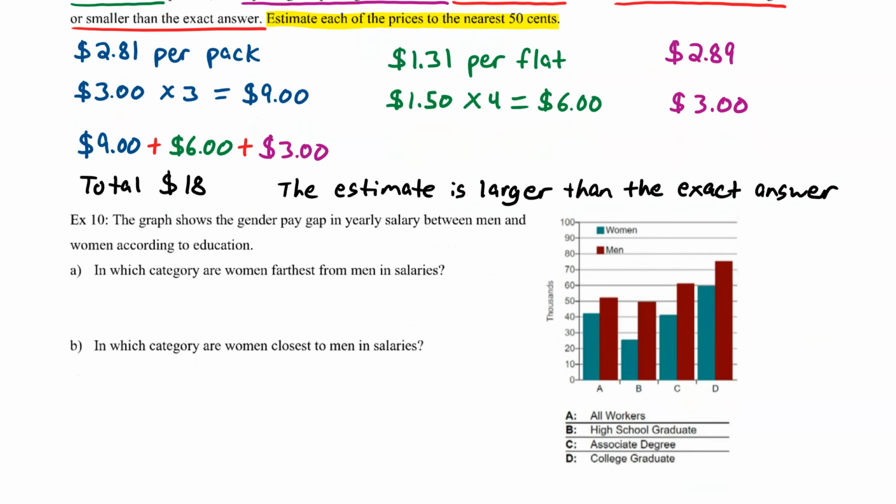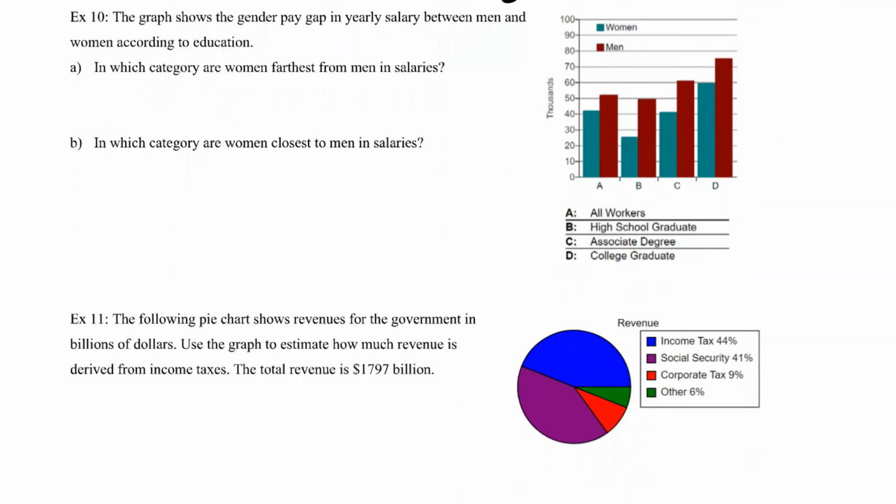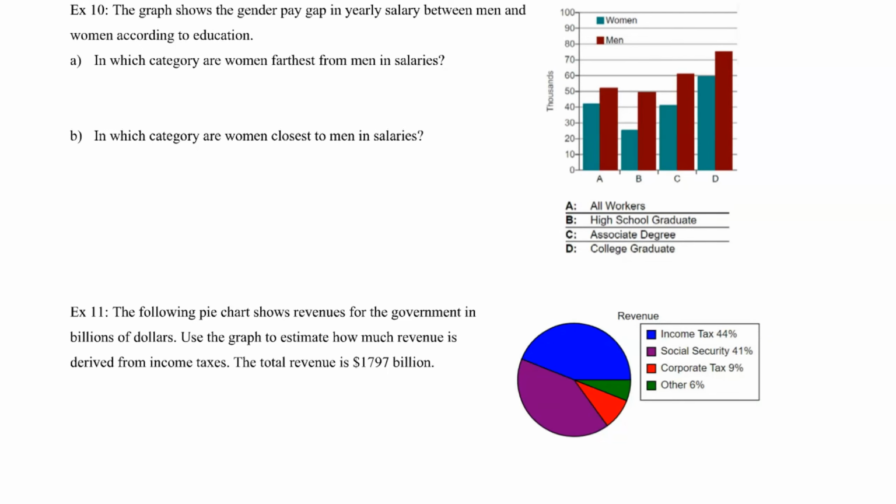Now we did say there are going to be times where maybe we have a chart or a table that we're working with. So we have a couple of examples like that to finish out this section. So example 10 tells us the graph that we see over here on the right shows the gender pay gap in yearly salary between men and women according to education. And there are 2 parts to this question. Part A says, in what category are women farthest from men in salaries? Part B wants to know in what category are women closest to men in salaries.